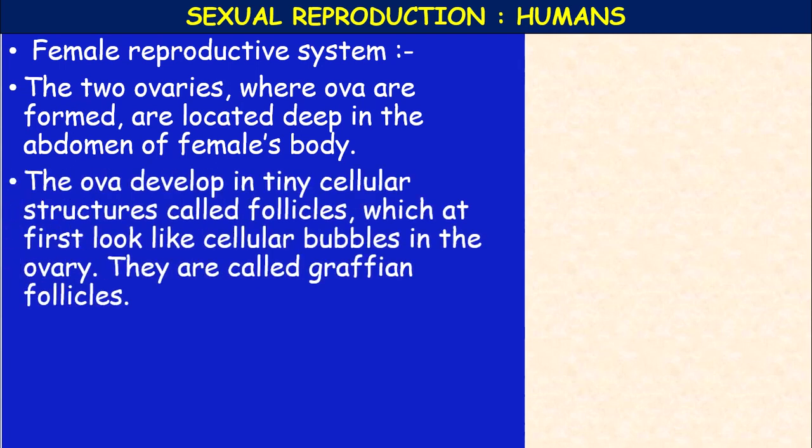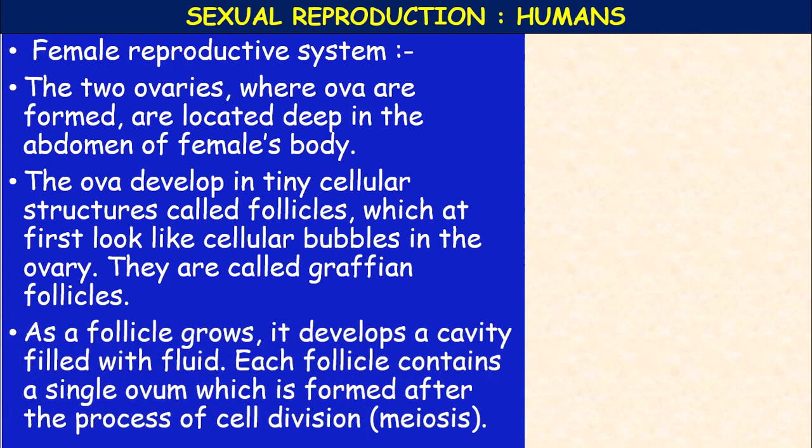The ovaries develop tiny cells, which are called Graafian follicles. Matured follicle is Graafian follicle. As a follicle, it develops a cavity filled with fluid. Each follicle contains a single ovum, which is formed after the process of cell division.